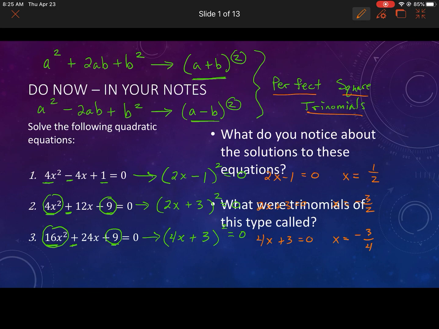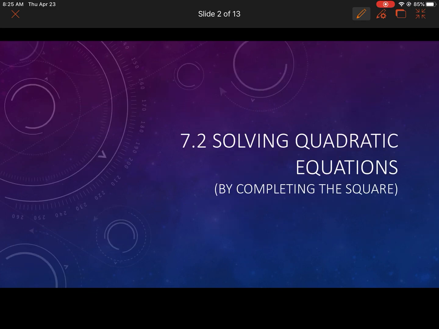So just a little note here, if you didn't notice the pattern, that was the pattern. So today is 7.2, solving quadratic equations by completing the square. So this is like the short and easy title, completing the square. And we're going to use this when it's not factorable. Okay, so you can probably add that when it's not factorable.